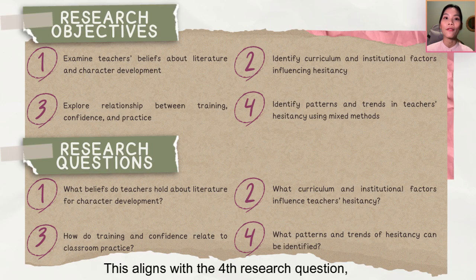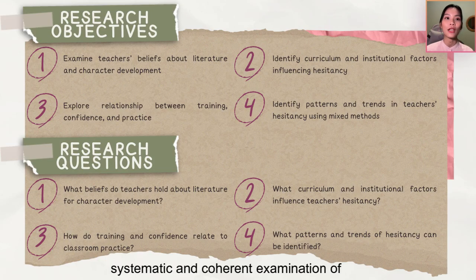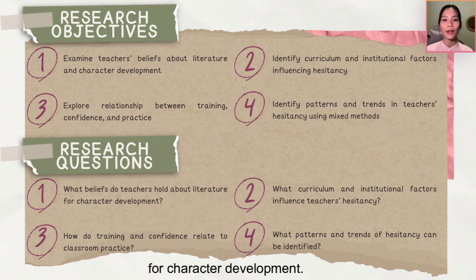This aligns with the fourth research question, which seeks to identify overall patterns of hesitancy. Together, these objectives and questions ensure a systematic and coherent examination of teachers' hesitancy in teaching literature for character development.